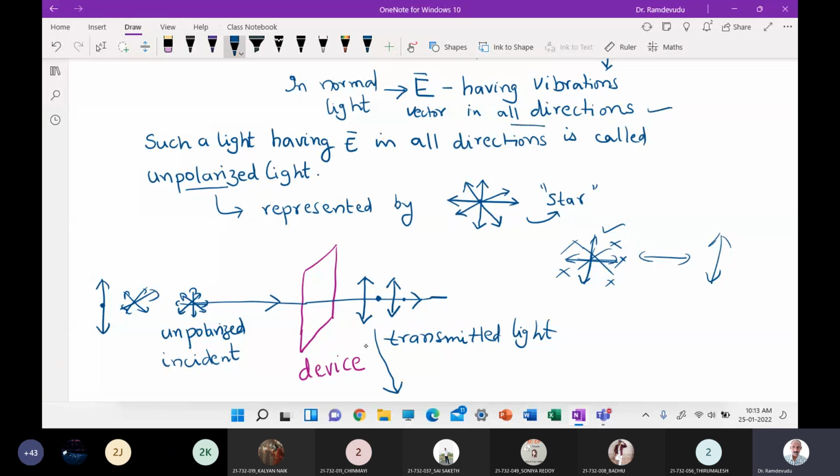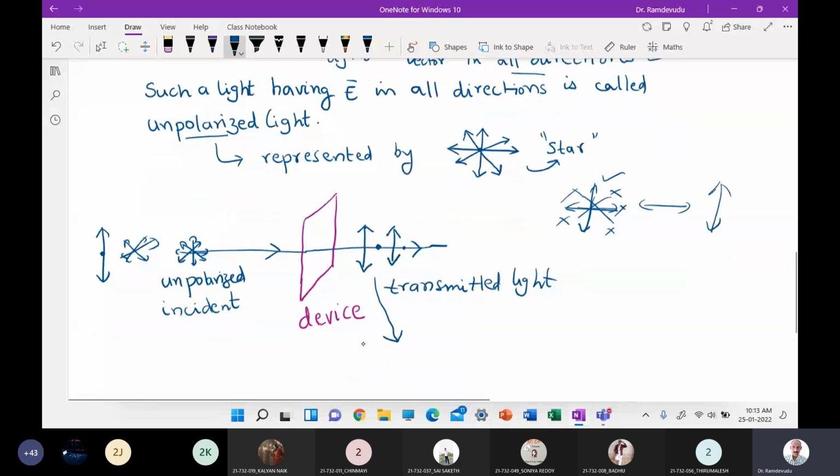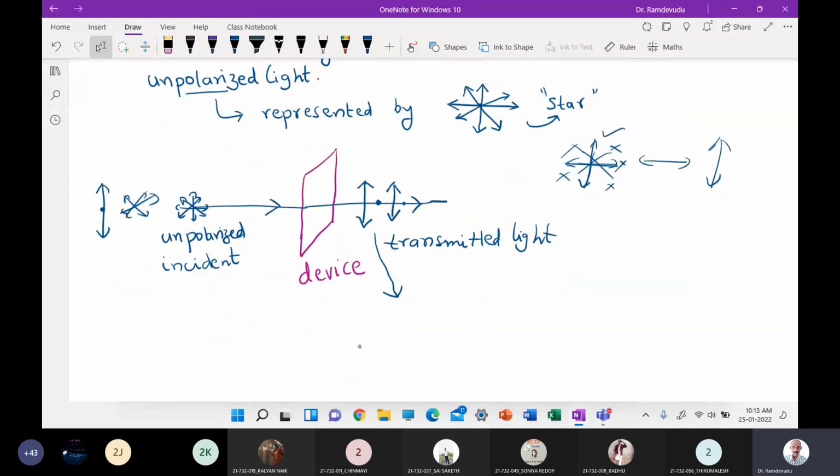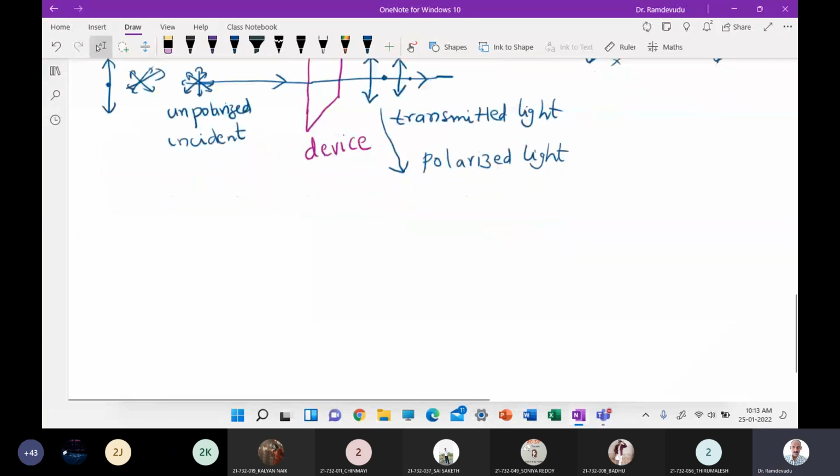So the light that has vibration confined to a particular direction, not in all directions, is called polarized light. That is what we say, a polarized light. So we now define a polarized light.